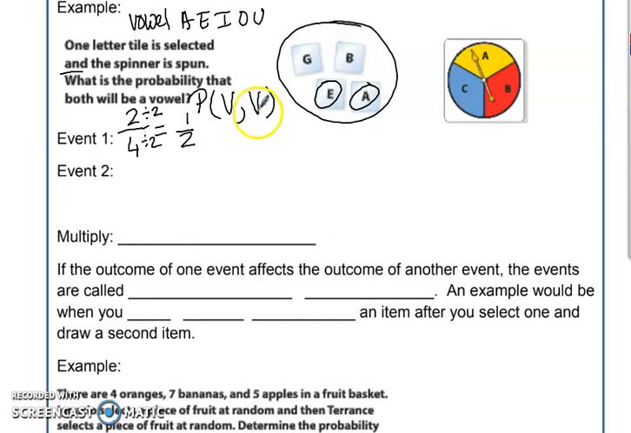So event 2, I look right here. I still want a vowel. A, B, C. I only see one vowel. On this spinner, there are 3 equal sections. I want to make sure I recognize that. So there's a total of 3 and 1 is a vowel. Once I do this, since I already simplified here, I have a 1 on top and a 1 on top on both, so I cannot go any further.